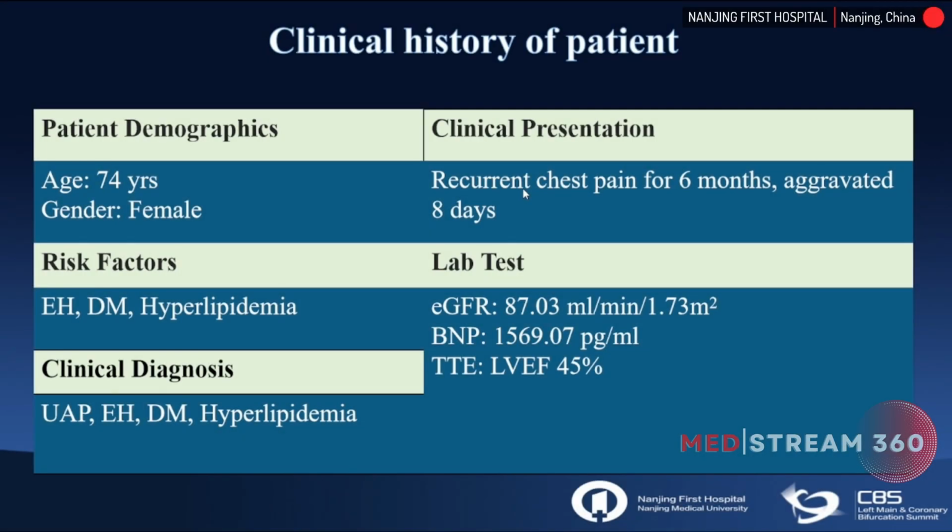It's my honor to introduce this case. This patient is a 74-year-old female. She was admitted to our hospital presenting with recurrent chest pain for 6 months, aggravated for 8 days. Her risk factors included essential hypertension, diabetes, and hyperlipidemia. Lab tests at our hospital showed her eGFR was almost normal. BNP was significantly elevated. Echo showed her left ventricular ejection fraction was 45%. She was diagnosed with unstable angina, essential hypertension, diabetes, and hyperlipidemia.